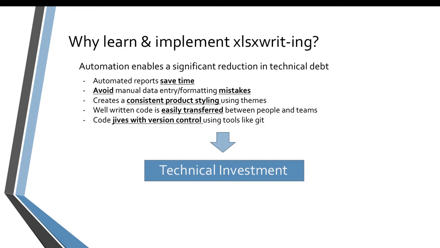Well-written code is easily transferred between people and teams, which means that you can work together as a team to create a library, for example, that makes use of xlsxwriter to create custom functions that you might want to use when you're creating your products. And it jives with things like version control. So it amounts to a technical investment because it saves you time and creates a more reliable product.